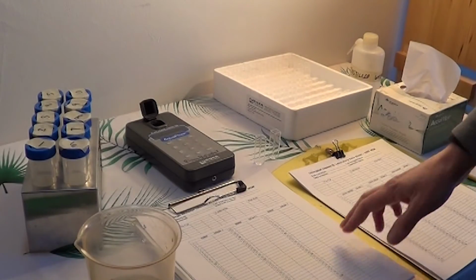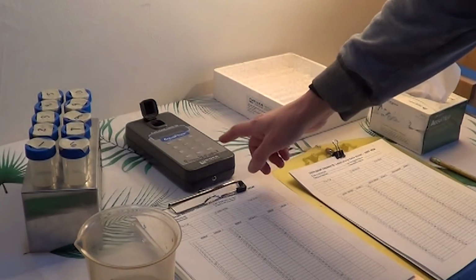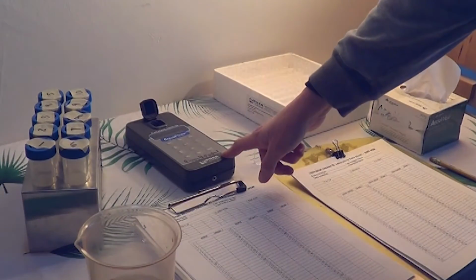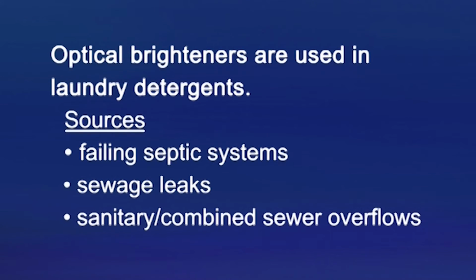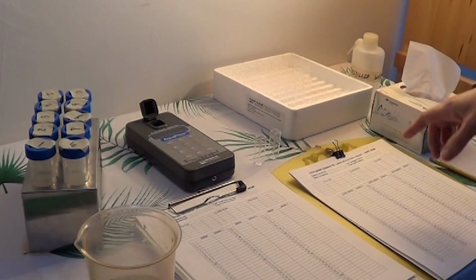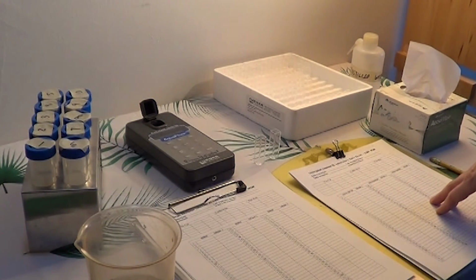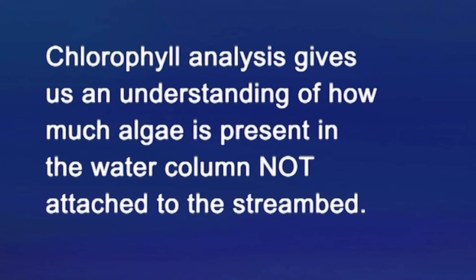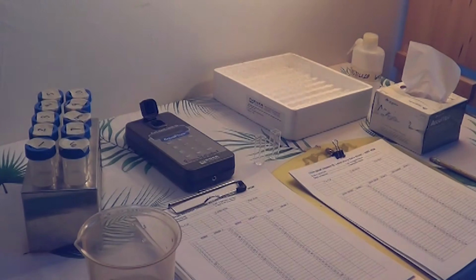Okay, we have optical brighteners and chlorophyll done on this same fluorometer. We test for optical brighteners to help us understand whether an impact that we're seeing through other tests, say we're seeing high bacteria, is coming from a human or a non-human source based on the Blue Magic whiteners. And then we test for the chlorophyll to help us understand how much algae is in the water column.